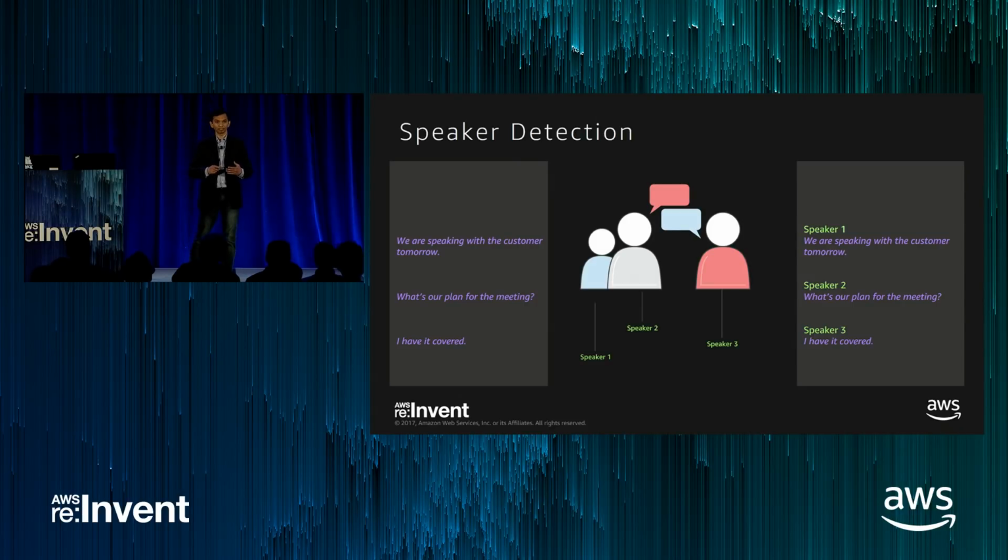So if I just have the text, as you can see, "We're speaking to the customer tomorrow, what's our plan for the meeting, I have it covered." You don't know which person said which sentence. But with speaker detection, you'll be able to tell that speaker 1 said that, speaker 2 responded to him, and speaker 3 is the one who's got the meeting covered, so that you can follow up with him with any details.